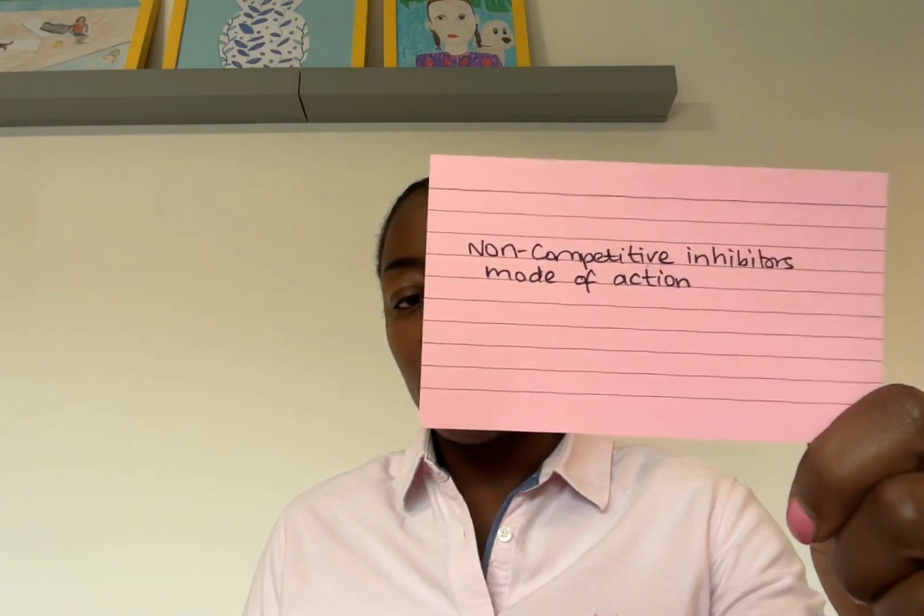Non-competitive inhibitors, mode of action. In this card, the difference is we'll talk about the inhibitor not having a similar shape to the substrate, but binding to the allosteric site on the enzyme. This causes a change in the tertiary structure of the enzyme. The active site changes shape. The substrate cannot bind. There are fewer enzyme substrate complexes. Unlike competitive inhibition, adding more substrate does not reverse the inhibition because the shape of the active site has been altered, so adding more substrate has no effect, unfortunately.